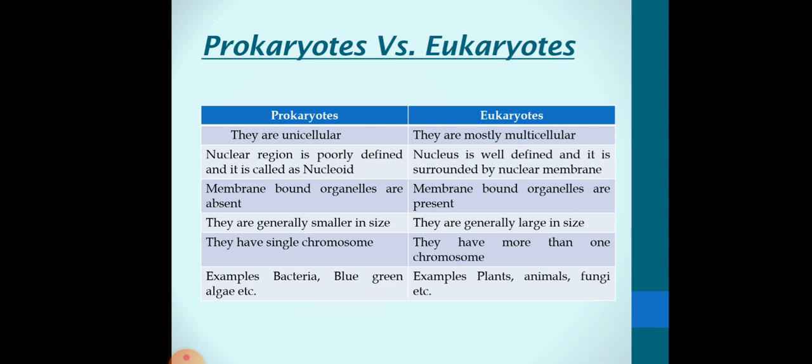Prokaryotes are generally smaller in size, whereas eukaryotes are larger as compared to prokaryotes. Prokaryotes have a single chromosome, whereas in eukaryotes more than one chromosome is seen. Examples of prokaryotes are bacteria, blue-green algae, etc. Whereas examples of eukaryotes are plants, animals, fungi, etc.